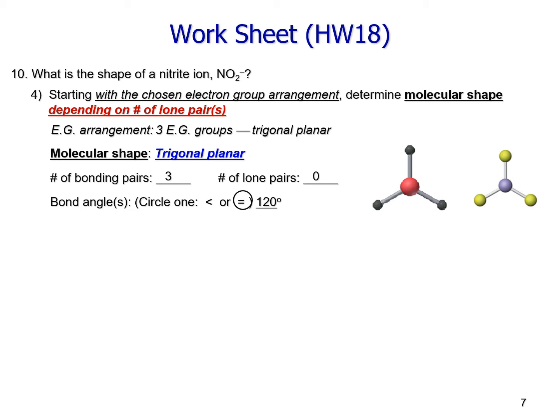Well, what other molecular shape can we have? It depends on just how many lone pairs of electrons we have on the central atom. How about if we have 1 lone pair of electrons on the central atom?